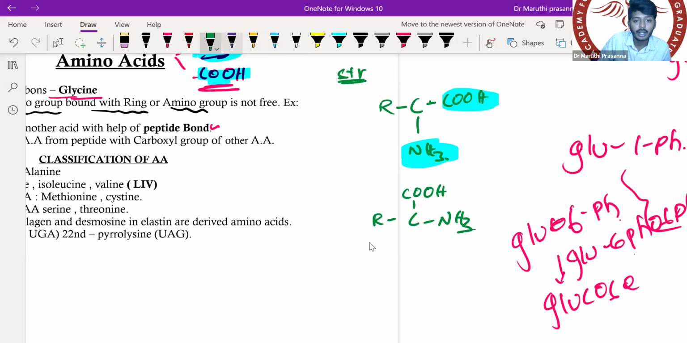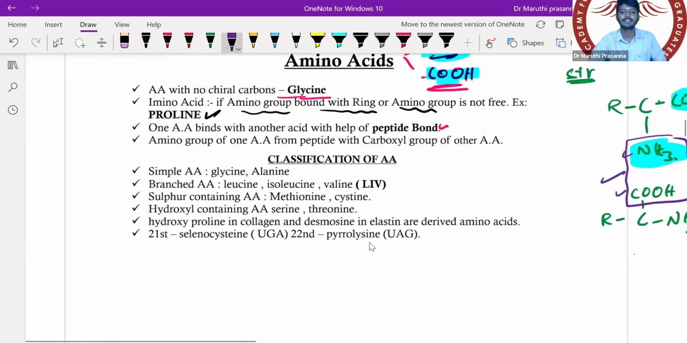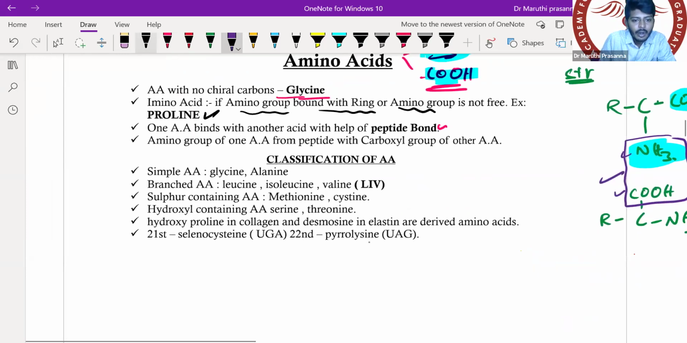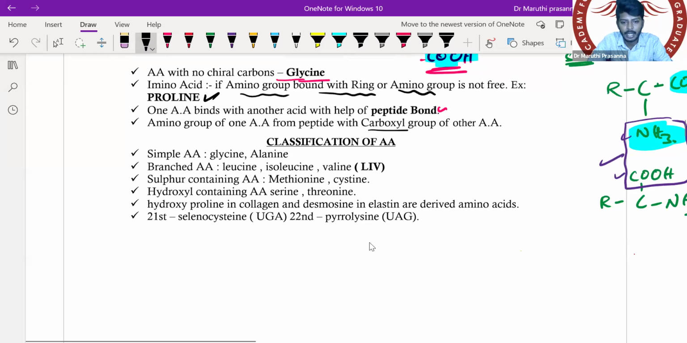The peptide bond formation occurs between the amino group of one amino acid and the COOH group of another amino acid. One amino group binding with the COOH group of another amino acid, we will call it a peptide bond. So the carboxyl group of one amino acid and the amino group of another amino acid form the peptide bond. That's what I explained already.